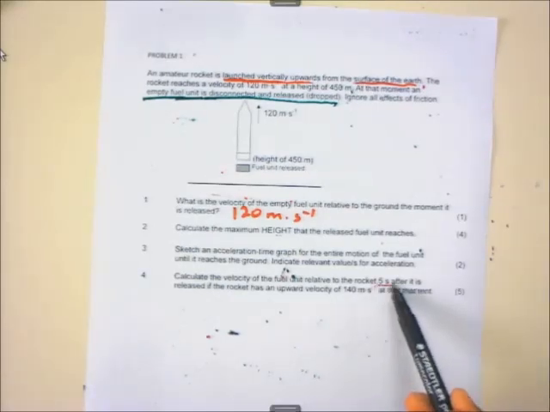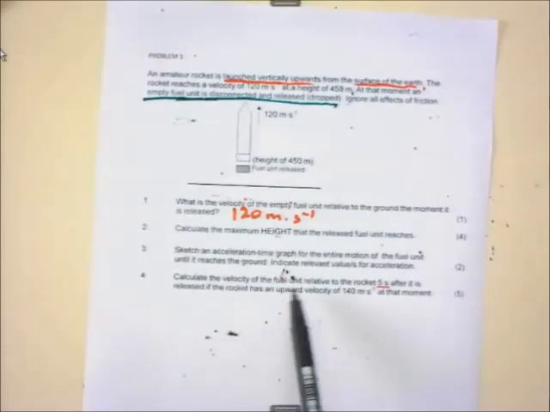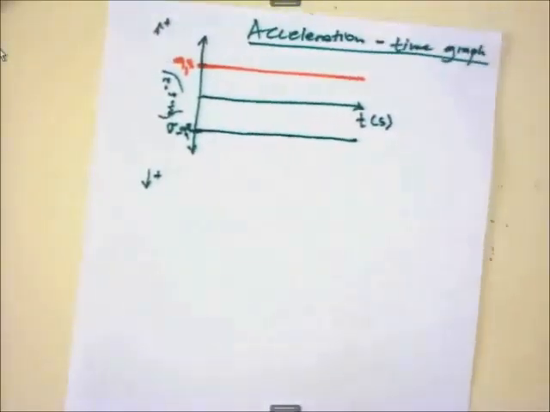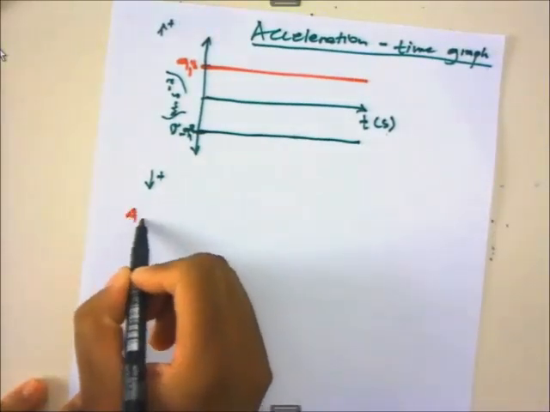Now let's move on to the next question. The next question says, calculate the velocity of the fuel unit relative to the rocket's 5 seconds. Now you are given the time. After it is released, if the rocket has an upward velocity of 140 meters per second. So this one, we will just calculate the final velocity, because the challenge is we do not use the relative point of reference anymore. So let's move on. Now we will calculate our final velocity.